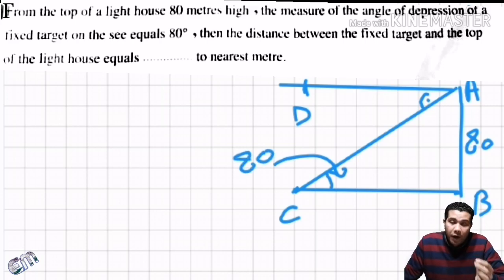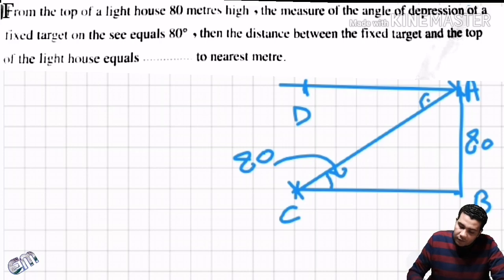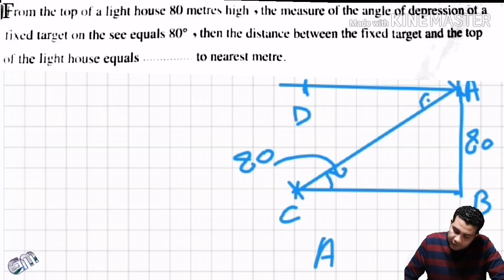Now, what is required? The required is the distance between what? The fixed target point, this point C, and the top of the lighthouse, A. Now the required distance is AC. How to find AC? AC is the required.